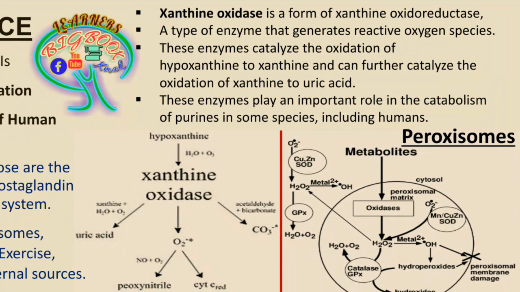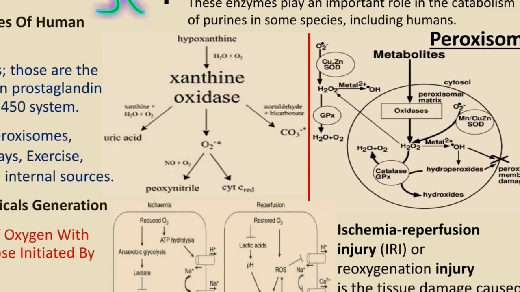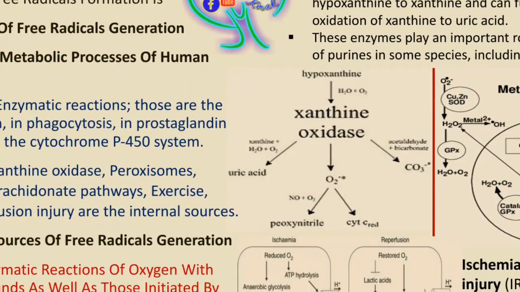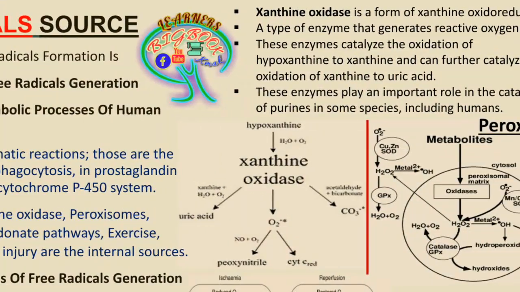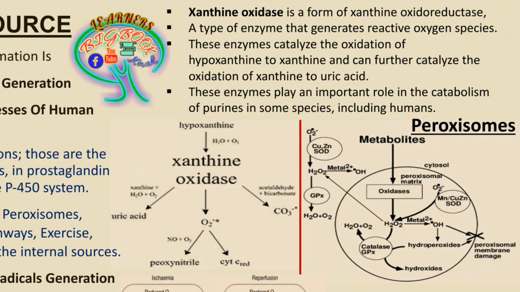Now here, I have mentioned certain processes out of these internal and external, but I have taken majorly the internal processes, that is the xanthine oxidase. Xanthine oxidase is a kind of xanthine oxidoreductase, an enzyme which generates reactive oxygen species. These enzymes catalyze the oxidation of hypoxanthine to xanthine and can further catalyze the oxidation of xanthine to uric acid.